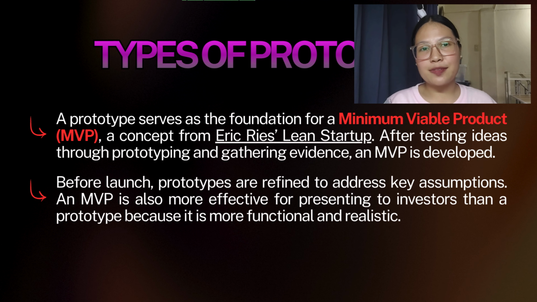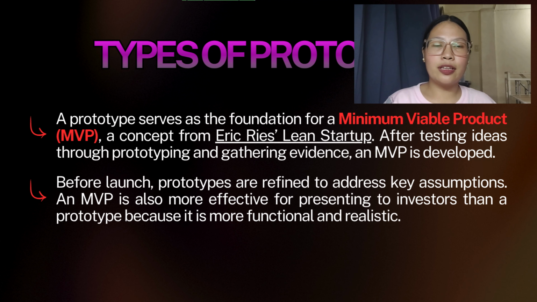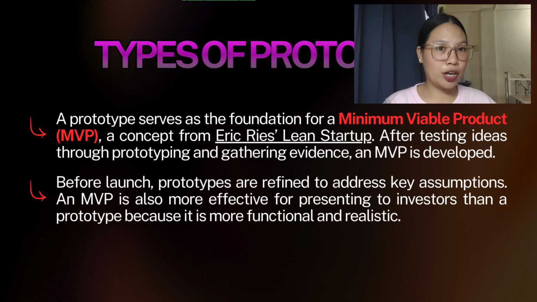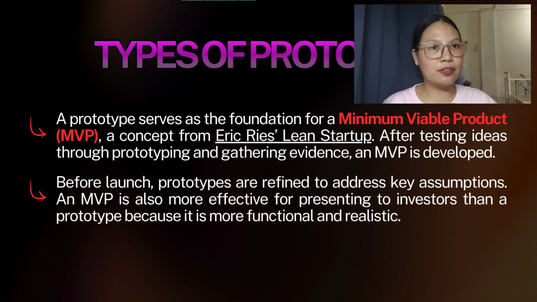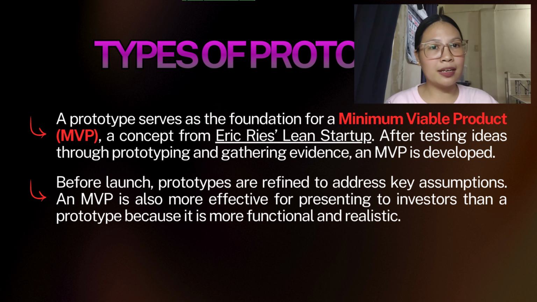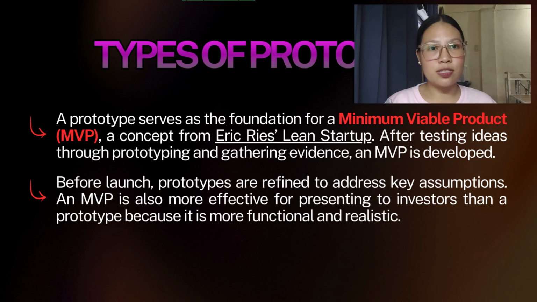A prototype serves as the foundation for the minimum viable product, and their difference is that a prototype is used to test for the ideas, for the designs, while the MVP is a concept from Eric Ries's Lean Startup, and it is already a real working product with essential features. So it will be released to the actual users para ma-evaluate nila kung applicable ba talaga to sa real world, and if people will actually use it every day.